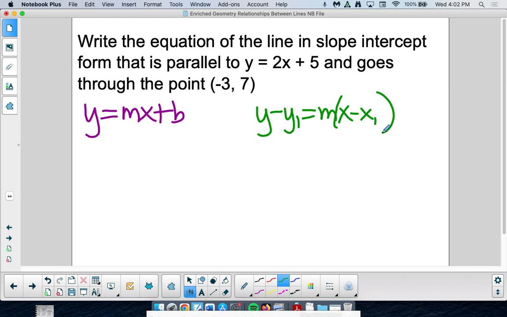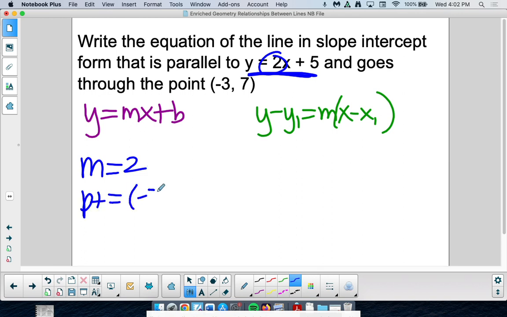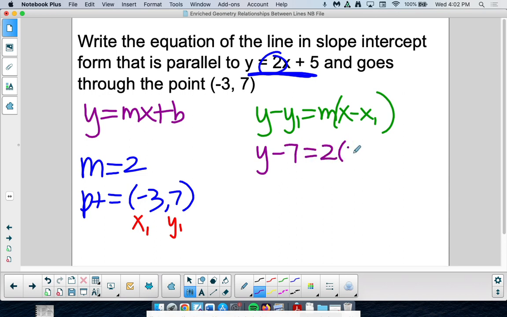It looks more complicated than it is, you guys. It's not that bad. So if I want to be parallel to this line, what do I want my slope to be? I want my slope to be the same, right? So my slope should be 2. And I'm going through the point negative 3, 7. So I know I have an x1 and a y1. And now we just plug in. So I'm going to have y minus my y1 of 7 equals my slope of 2, x minus a negative 3, so it really becomes a plus 3.